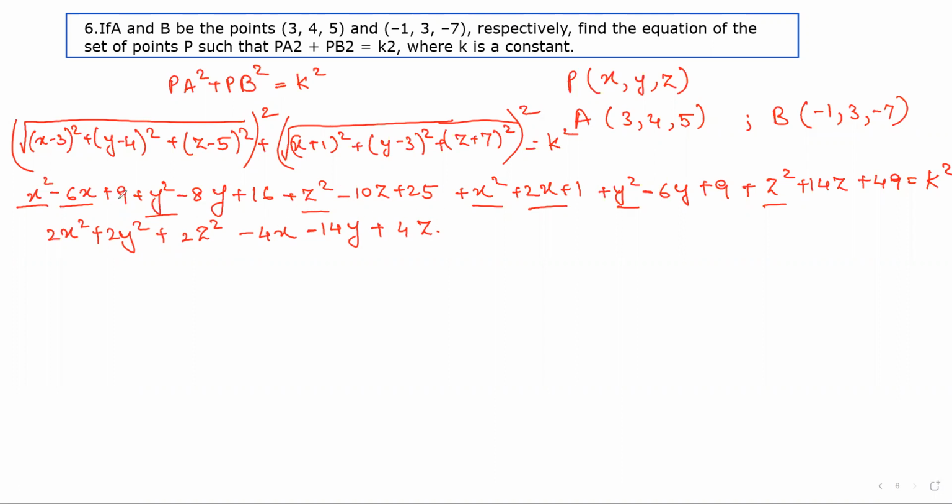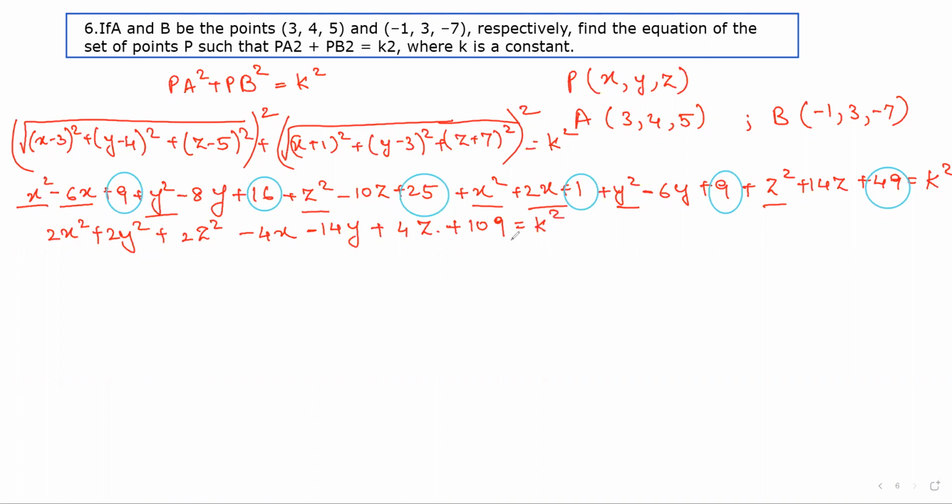Now constants. Which constants do you have? You have this 9, 16, 25. 16 plus 9 is 25. 25 plus 25 is 50. 1, 9, 10. 50 plus 10 is 60. 60 plus 49, 109. So, plus 109 is equal to k square.